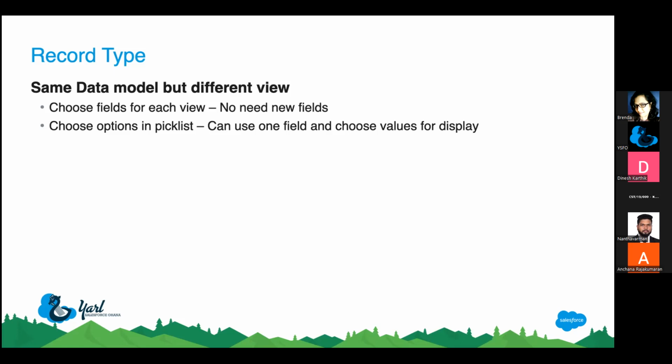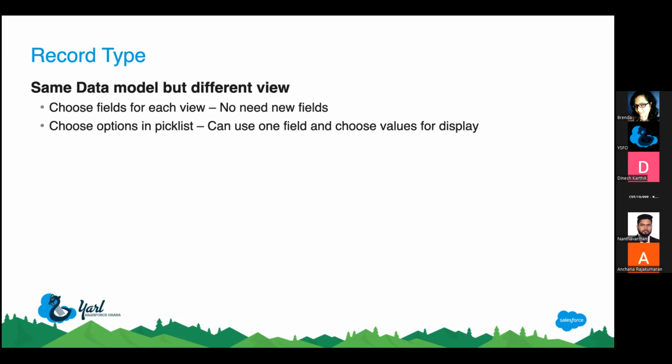We can have one field. The best example is Sri Lanka's provinces and districts. One province will have multiple districts. If someone selects a particular province, we have to display only the districts belonging to that particular province. If that is my requirement, there are two ways I can do it in Salesforce.